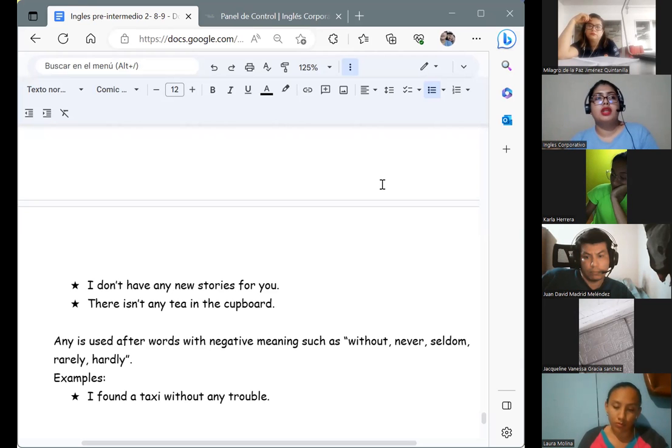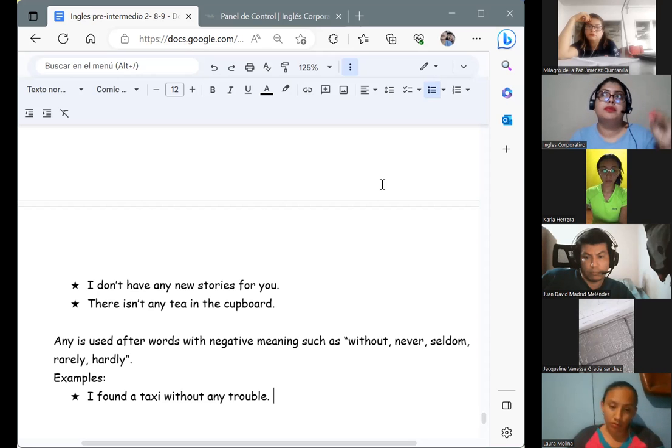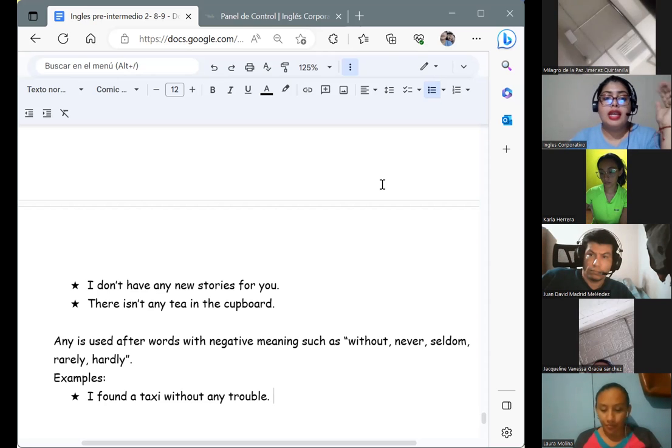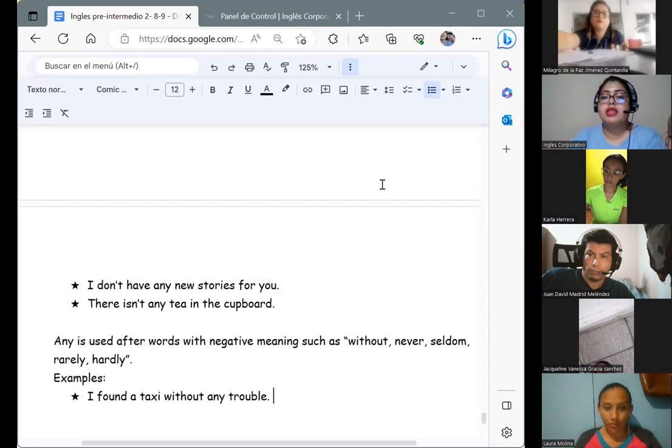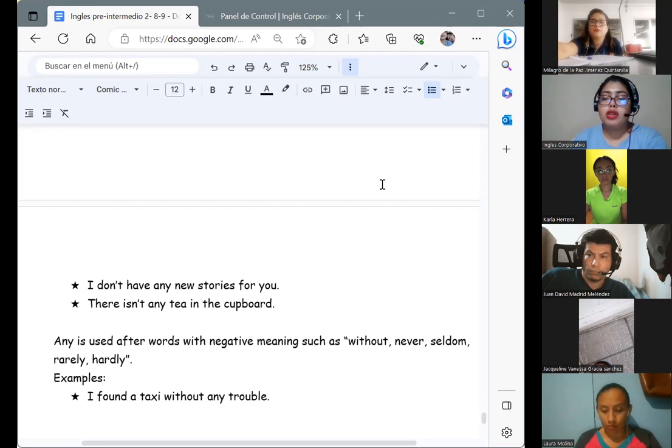When we were talking about the adverbs of frequency, we talked about that part. We have a table in which we have the percentage of the words when we are performing an action. And the words that are in the middle and below are negative words. And that's why we have without, never, seldom, rarely, and hardly as negative words or with a negative connotation because of the percentage that they have.